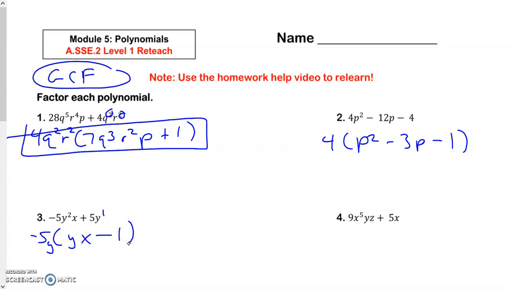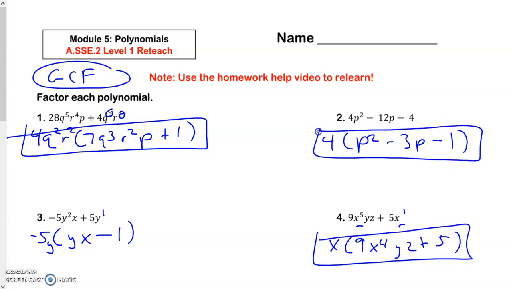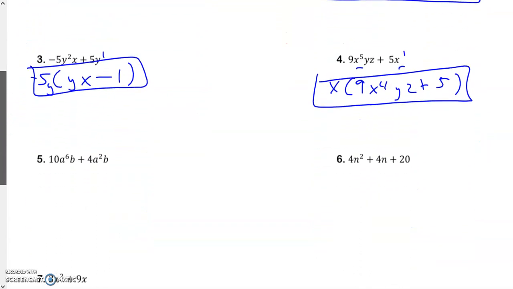Now, taking a look at the next one. On this one, I don't see any numbers that are the same. The only thing that I see are x's, and I always take the one with the lowest exponent, so it would be x. And then I'll just leave the 9. 5 minus 1 is 4, a y, and a z, plus I'm going to have a 5. So those would be my answers.